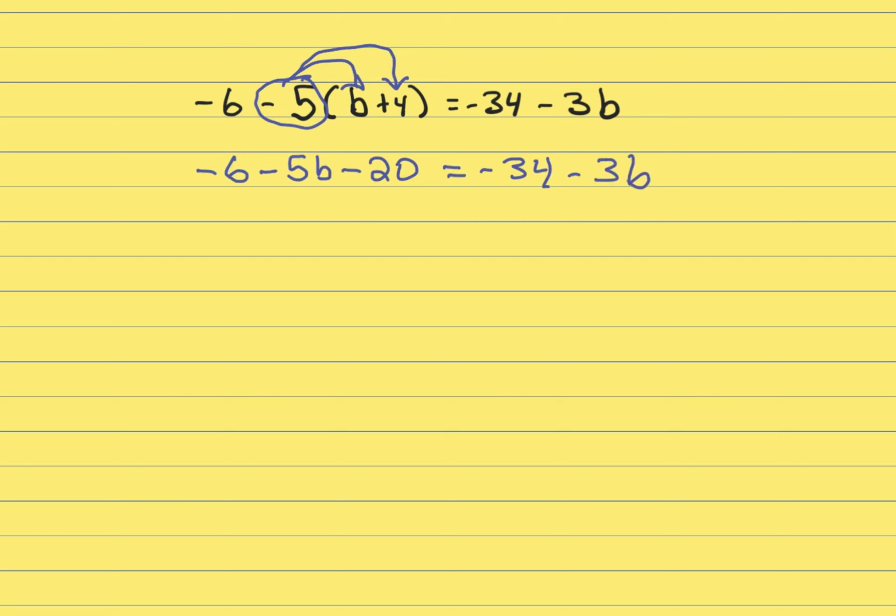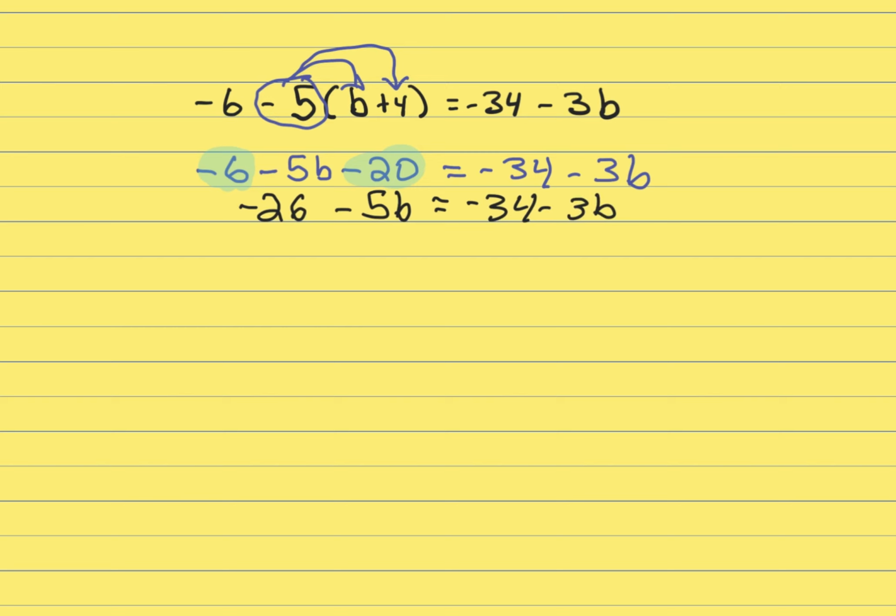We've got 3 terms on that left-hand side, so we're going to highlight the like terms. So we've got negative 6 minus 20, that's negative 26 minus 5b. That 6 looks an awful lot like a b. See if we can fix that a little bit. I'm going to rewrite this negative 26. It's probably not much better, but oh well. Equals negative 34 minus 3b.